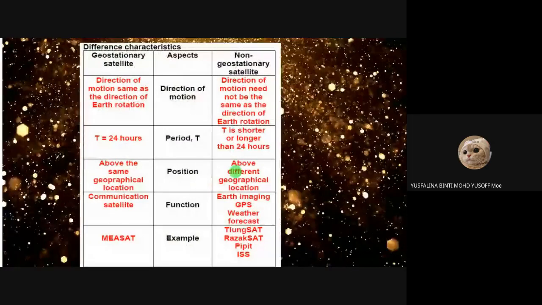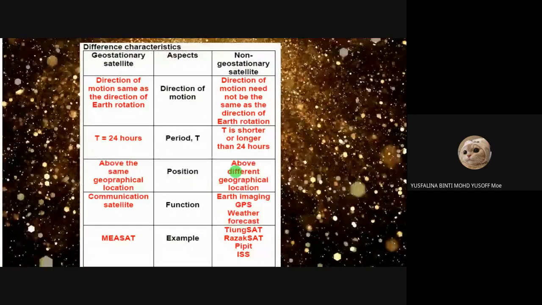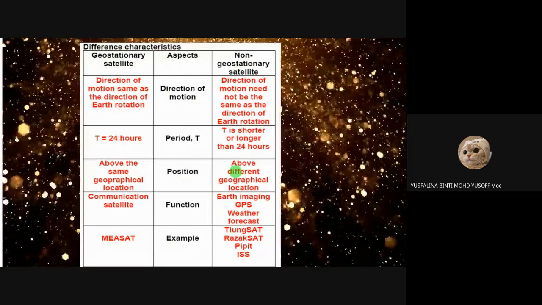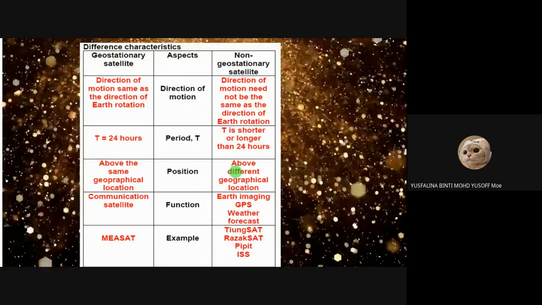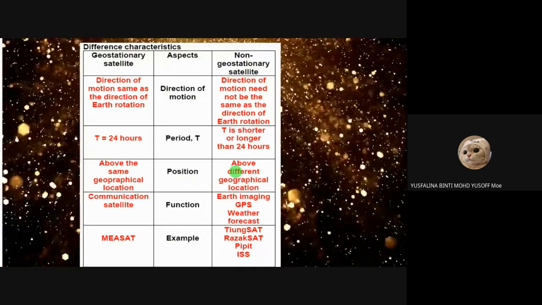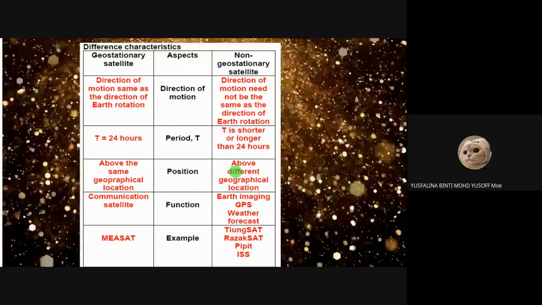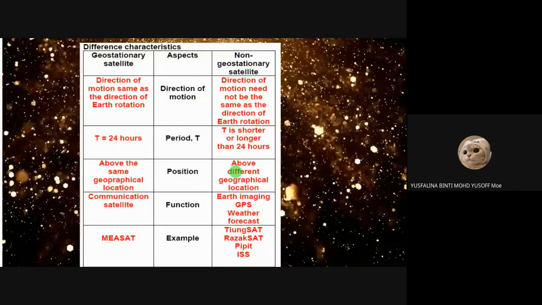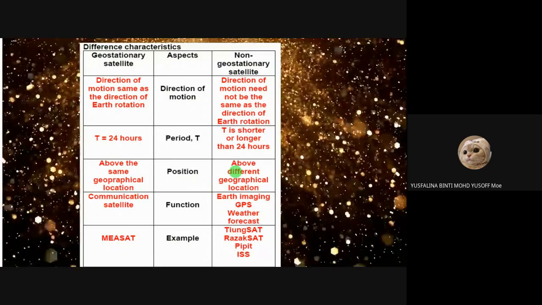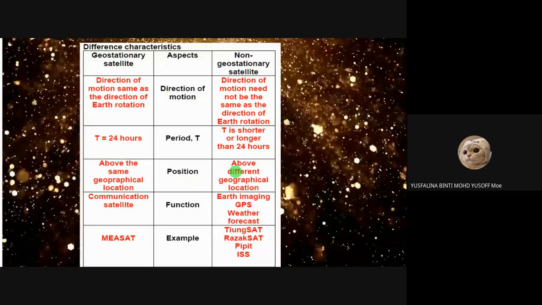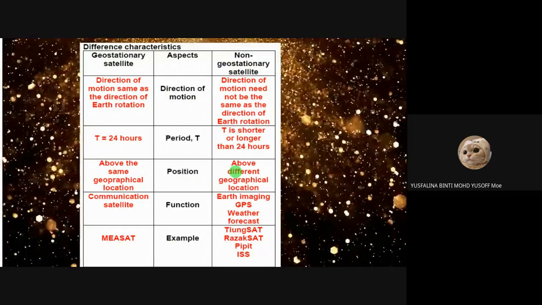So this is the difference. For the geostationary satellite, the direction of motion is the same as the direction of the Earth's rotation. Let's say the Earth rotation is anti-clockwise, so it moves in the same direction, following the rotation of the Earth. For the non-geostationary satellite, the direction of motion need not be the same as the Earth's rotation. It can move anti-clockwise, or it can move clockwise, in a different direction from the Earth's rotation.